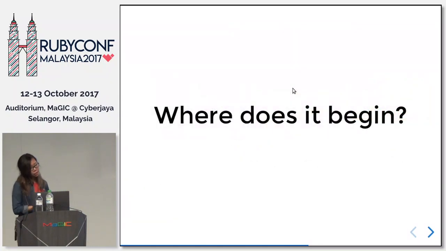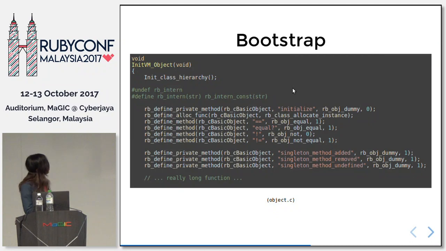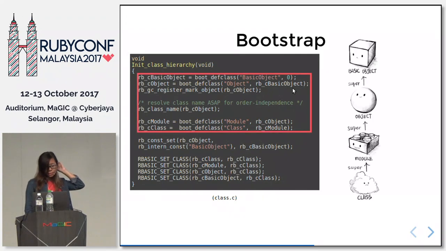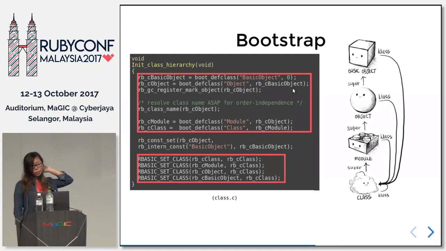So, we've talked about how Ruby represents our data with the three kinds of structs. So now the next question is, of course, where does it all begin? Where does our creation myth actually start? And look no further than this giant function, Init_VM_Object, in object.c. This is a really, really huge function, but right at the top, you see we're calling Init_class_hierarchy. And this is the function, actually, where our class hierarchy gets bootstrapped. So after all these boot_defclass calls, our hierarchy goes like this. And after these RBASIC_SET_CLASS macro calls, we are actually setting the class of BasicObject, Object, Module, and Class to point to Class.